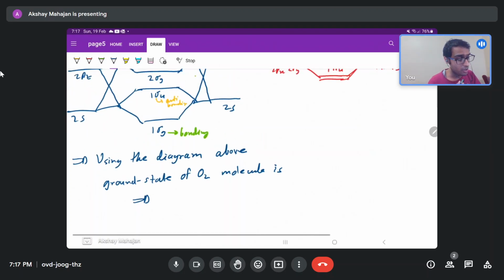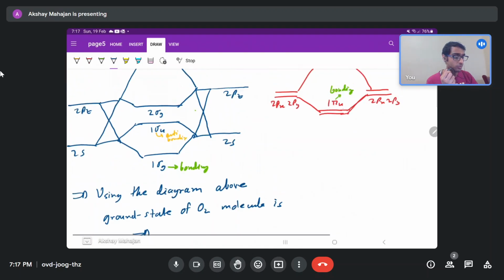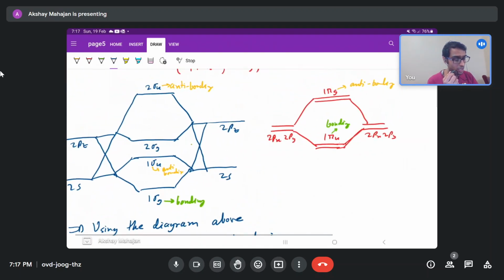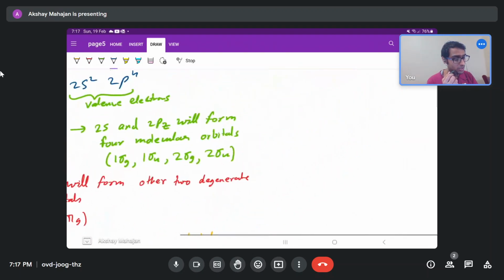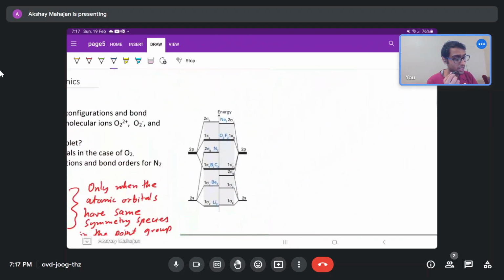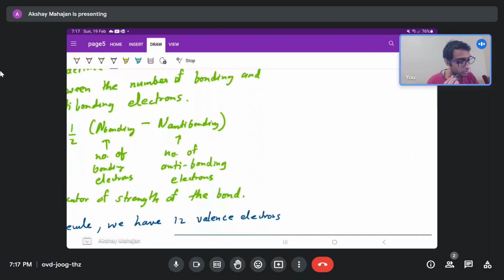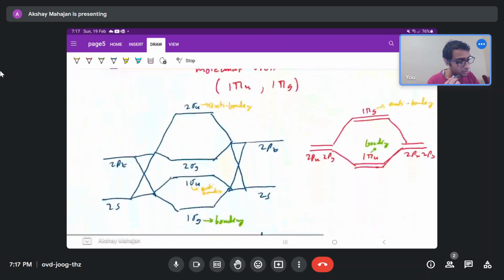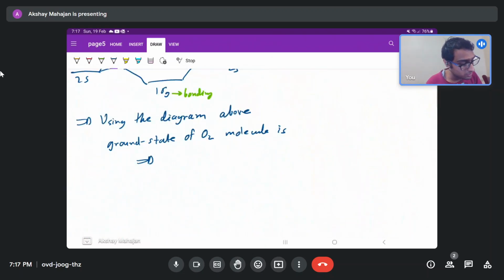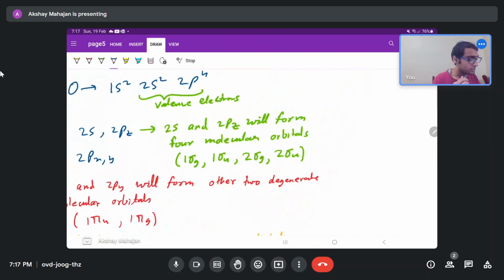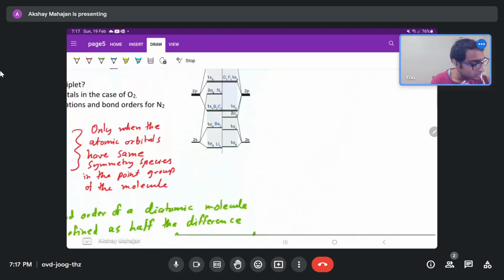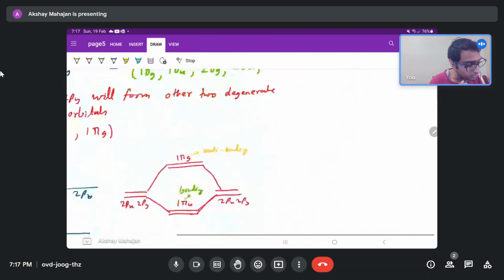So how are we going to write the ground state now? Basically this is how the molecular orbitals will form, and then we will use this diagram and see that they will arrange in these energy levels, and then we will start filling the electrons from the lowest energy level. From this diagram, we can see that the lowest energy levels are 1 sigma g and 1 sigma u.